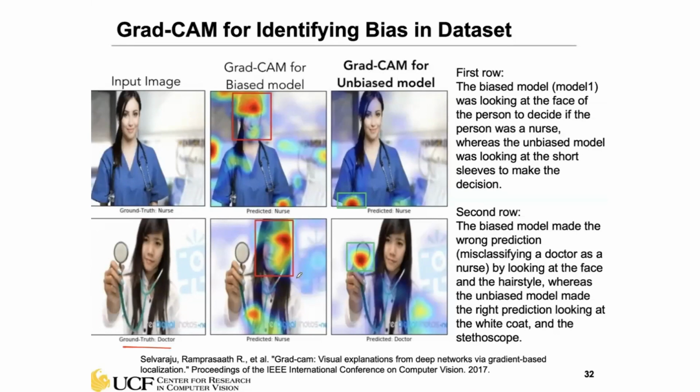And on the second row, here's another example. This biased model predicts this is a nurse, and again, it focuses on the face region. But the unbiased model predicts a doctor. It does not rely on the face, but actually focuses on some of the medical device, like in this example, this stethoscope. Okay, so this is another observation they find, which means we can use Grad-CAM to identify the bias in the data set.